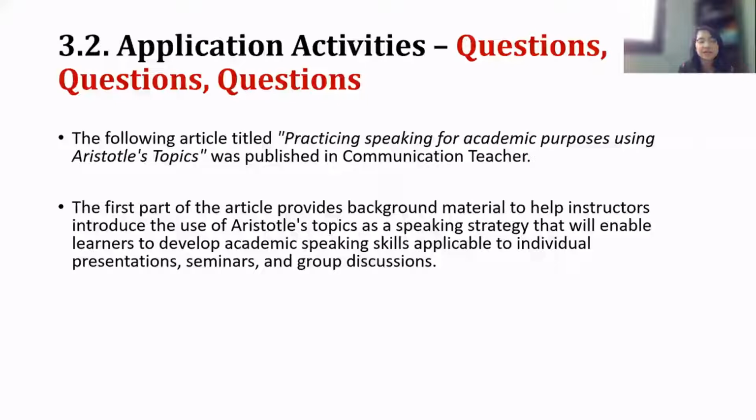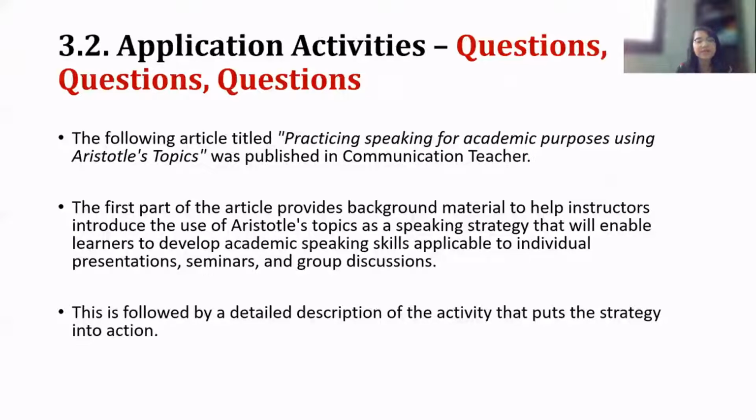The first part of the article provides background material to help instructors introduce the use of Aristotle's topics as a speaking strategy that will enable learners to develop academic speaking skills applicable to individual presentations, seminars, and group discussions. This is followed by a detailed description of the activity that puts the strategy into action. So I will present to you what Aristotle's topics are, how to use them, and later how to apply that in a communication activity.